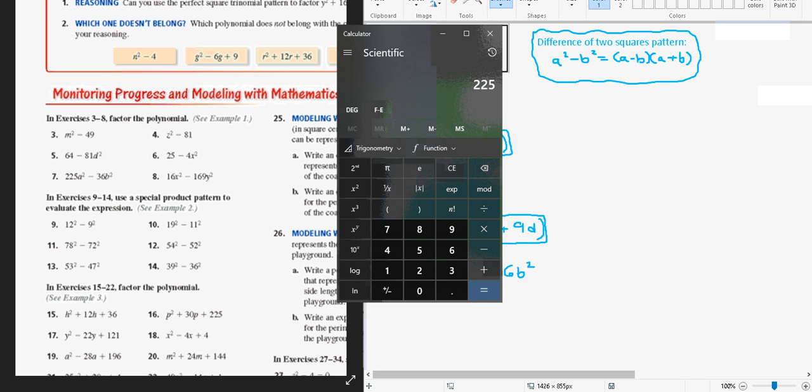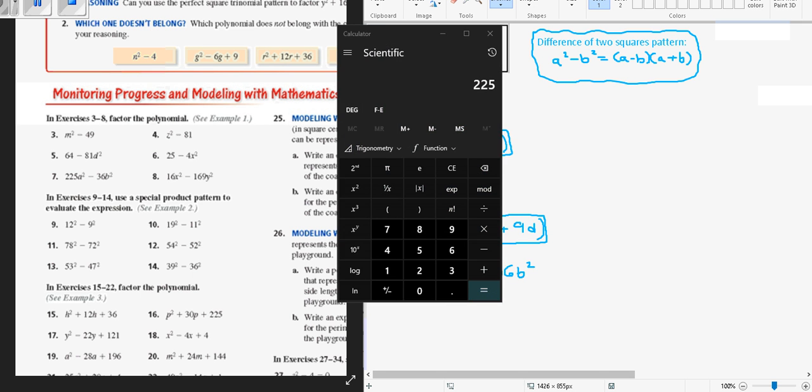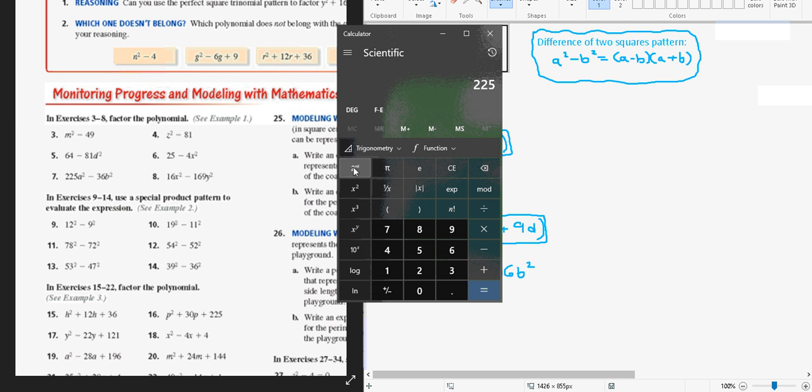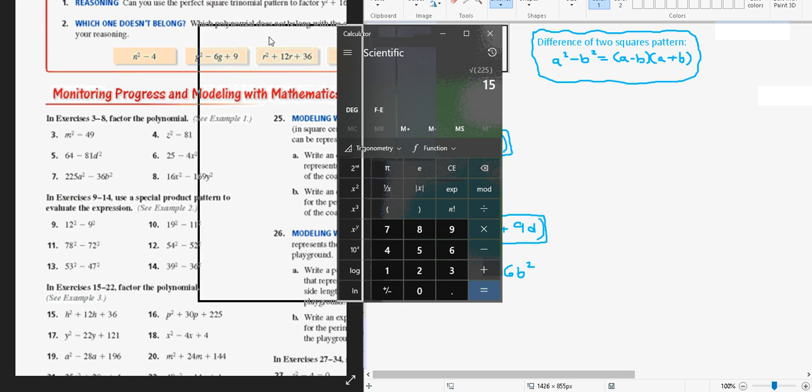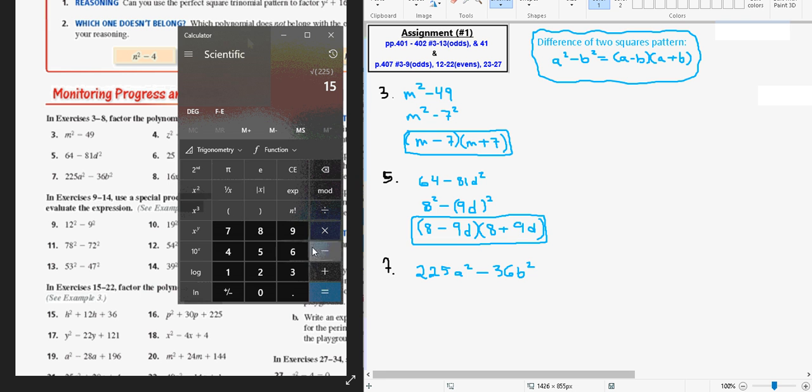Let me pause this for a second and take a look. All right, so it is hiding in my menu right here. Second and then square root. So anyway, the square root of 225 is 15. So 15 squared is 225. So on this one, 225 is 15 squared.